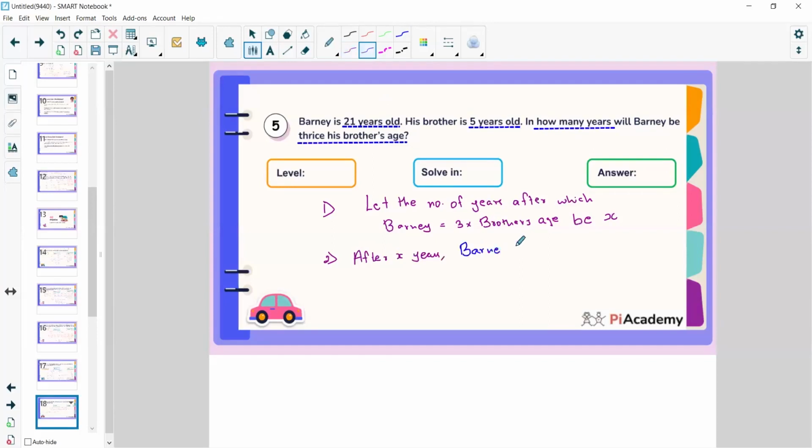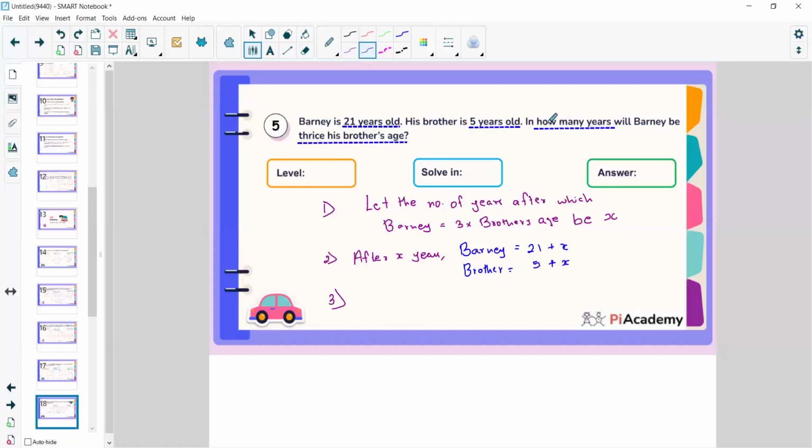What will be Barney's age after x years? Currently he is 21. After x years, he would be 21 plus x, isn't it? And what about his brother? His brother is currently 5. After x years, he would be 5 plus x. Okay. Now let's see the third one, how to write the equation.